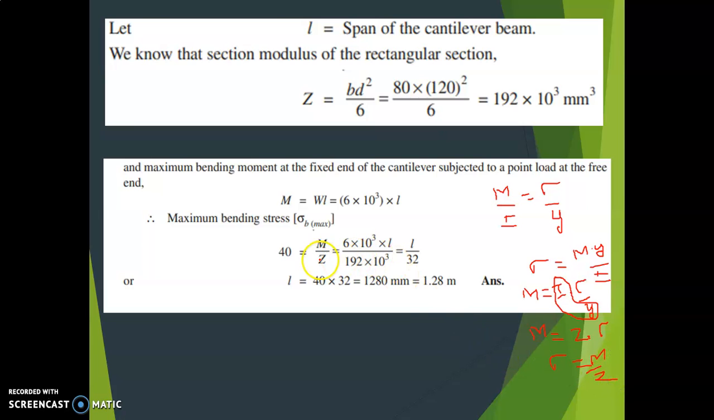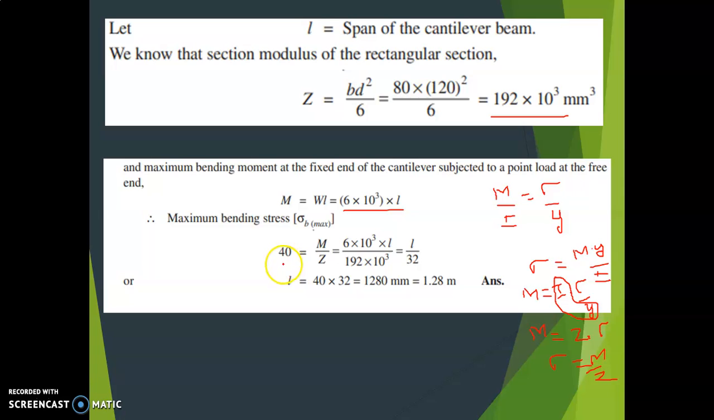Okay, that's why it is written here, 40, that is bending stress is given. 40 is equal to M divided by Z. M is equal to 6 into 10 raised to 3 into L, divided by Z. Z is 192 into 10 raised to 3. When you simplify this, you get L divided by 32.